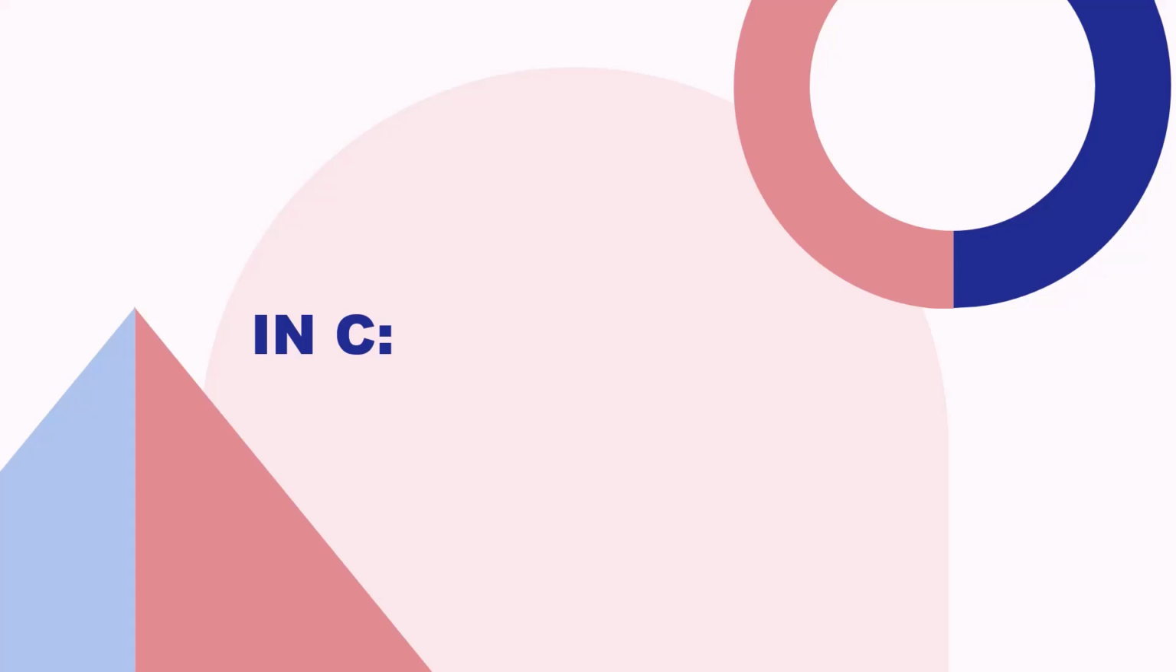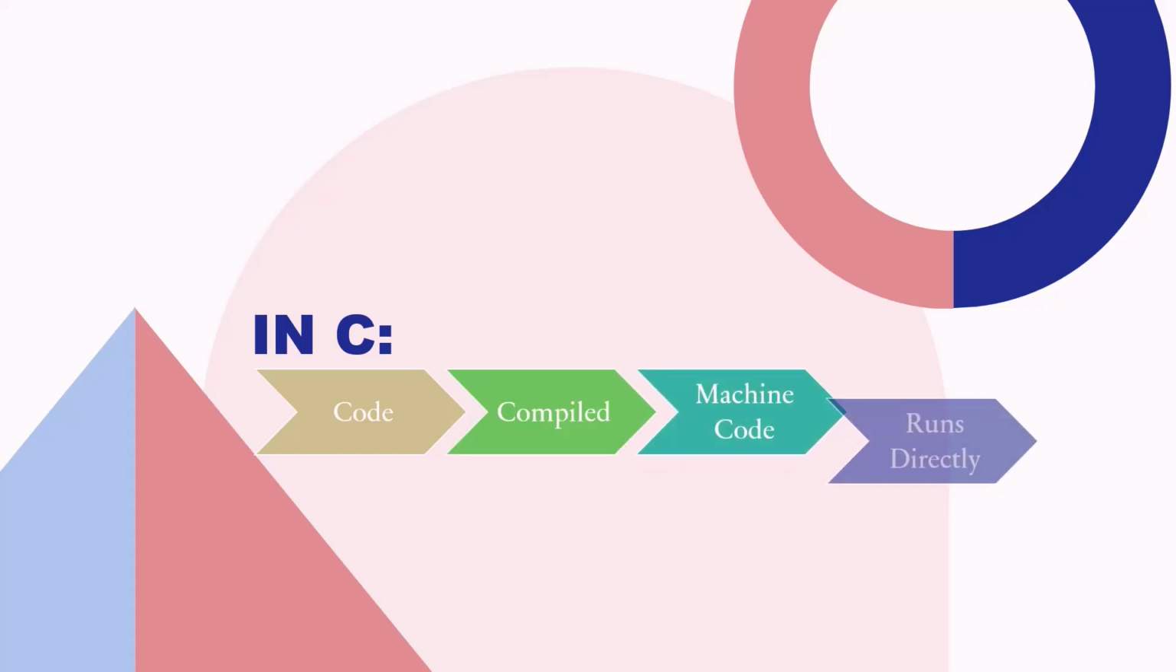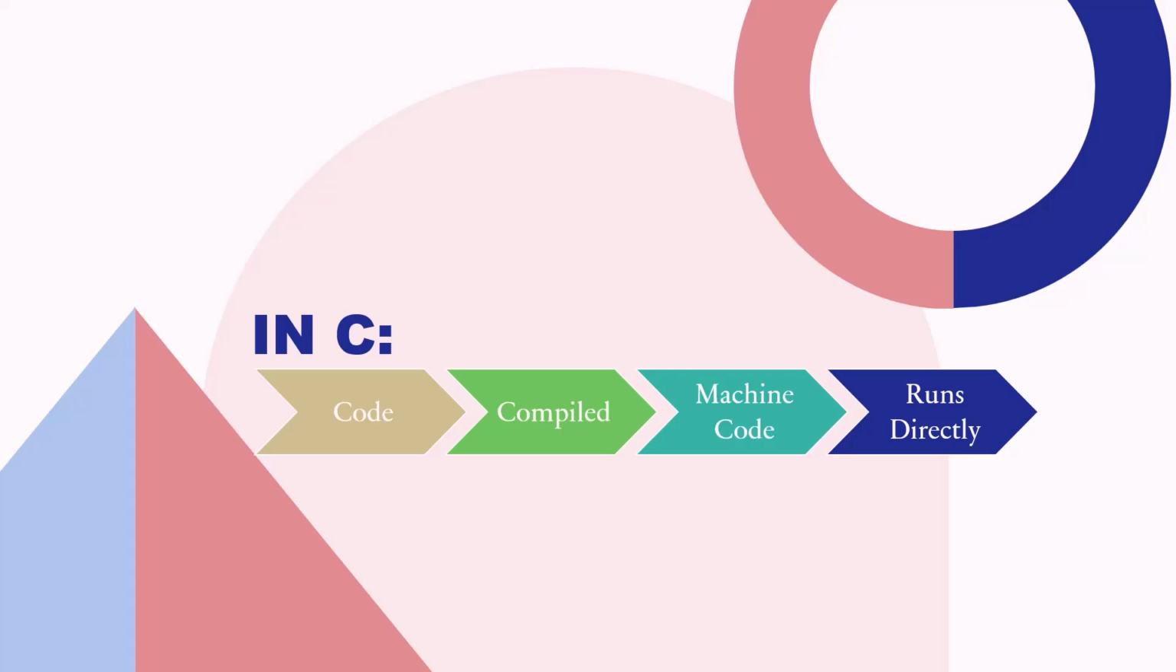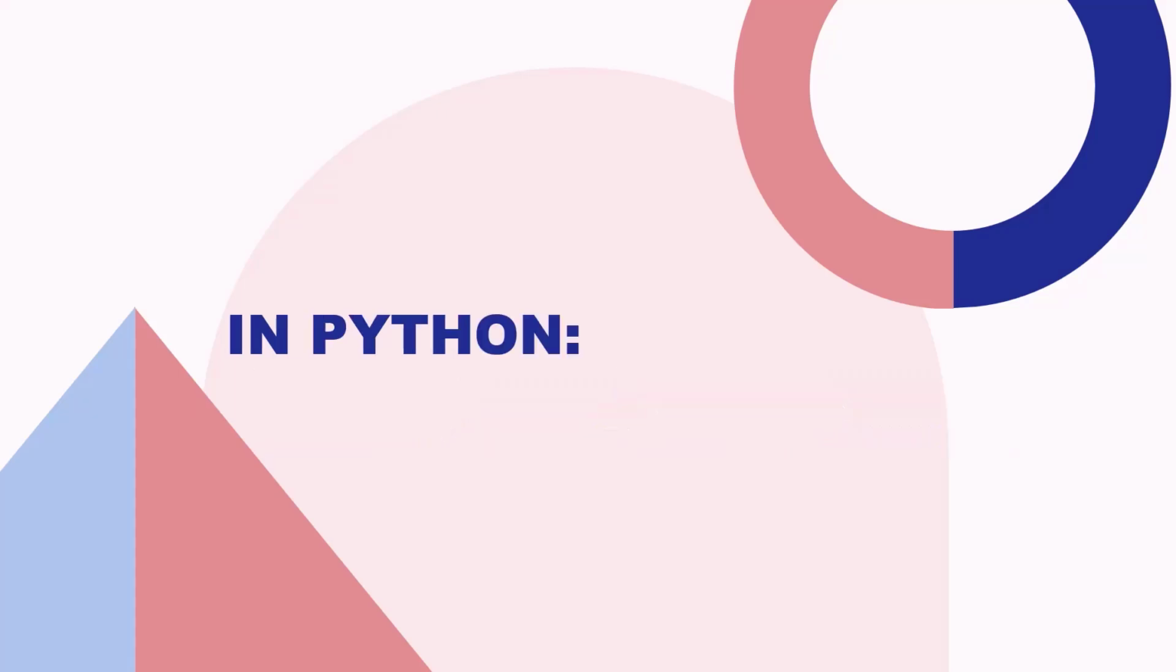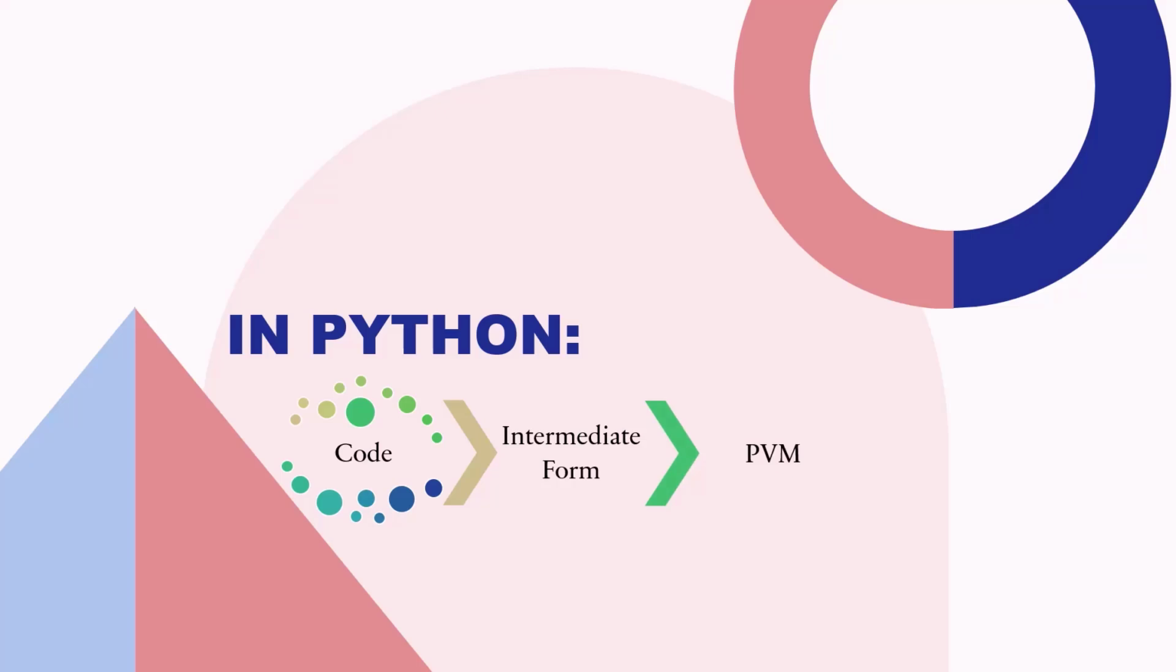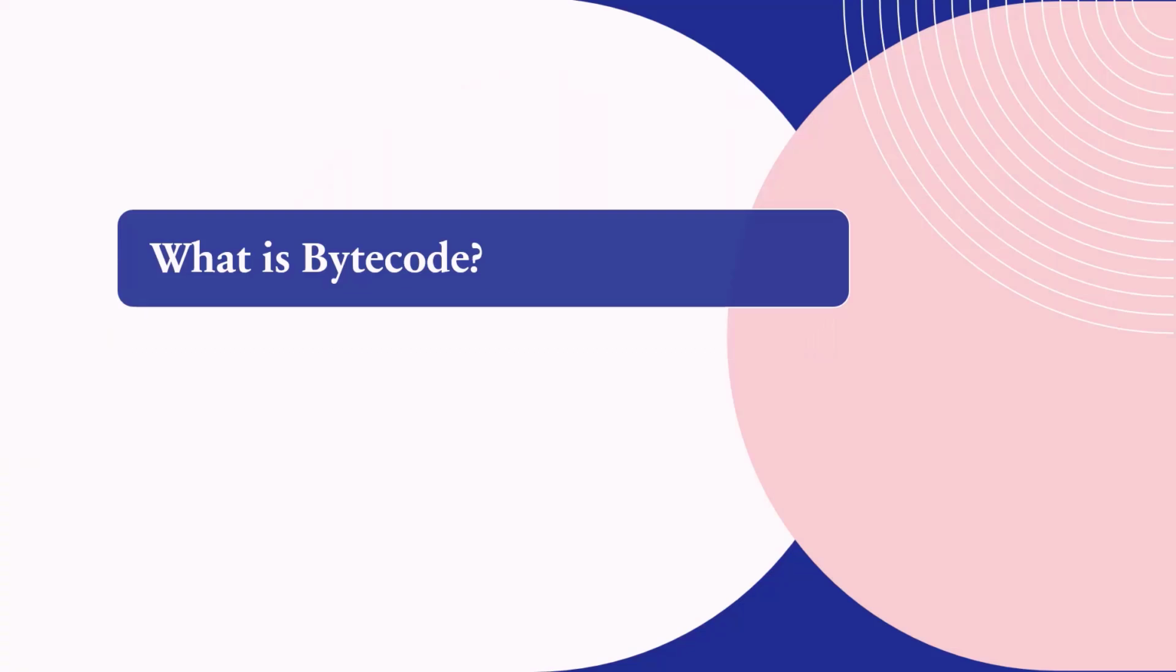So let's quickly connect this to what we already know. In a language like C, you have your code which is compiled into machine code, which then directly runs on your machine through your CPU and you get the output. But Python doesn't do that. Instead, it takes your code and converts it into an intermediate form. Now, this intermediate form is your bytecode, which is then executed by the Python virtual machine and you get the output.